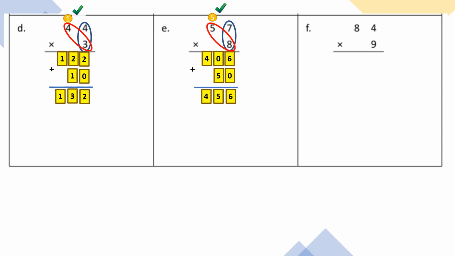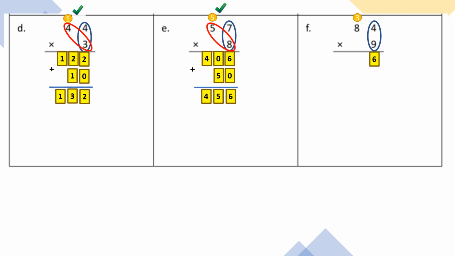Now let's look at letter F. The equation for F is 84 times 9. Let's start with our ones place. 9 times 4 is 36. So we write a 6 in our ones place and we carry that 3 over the tens place.